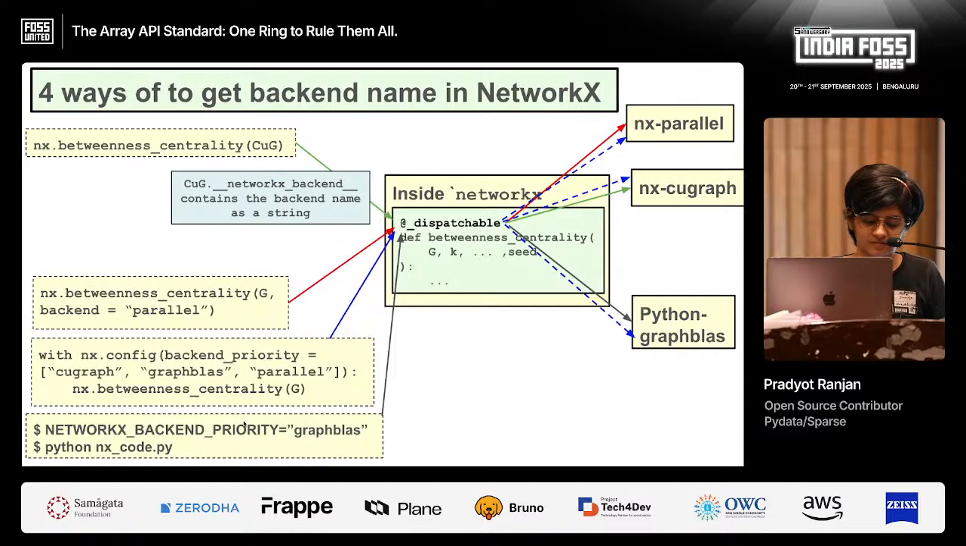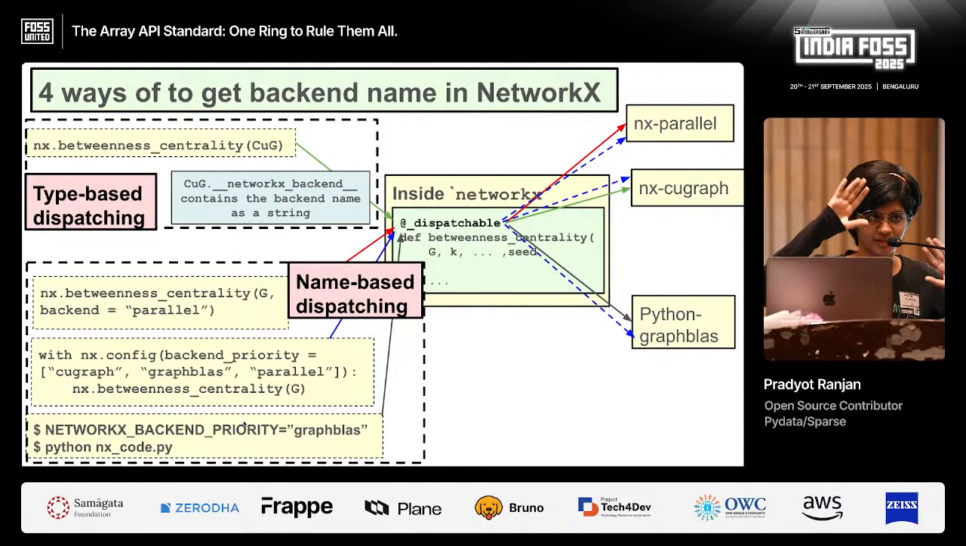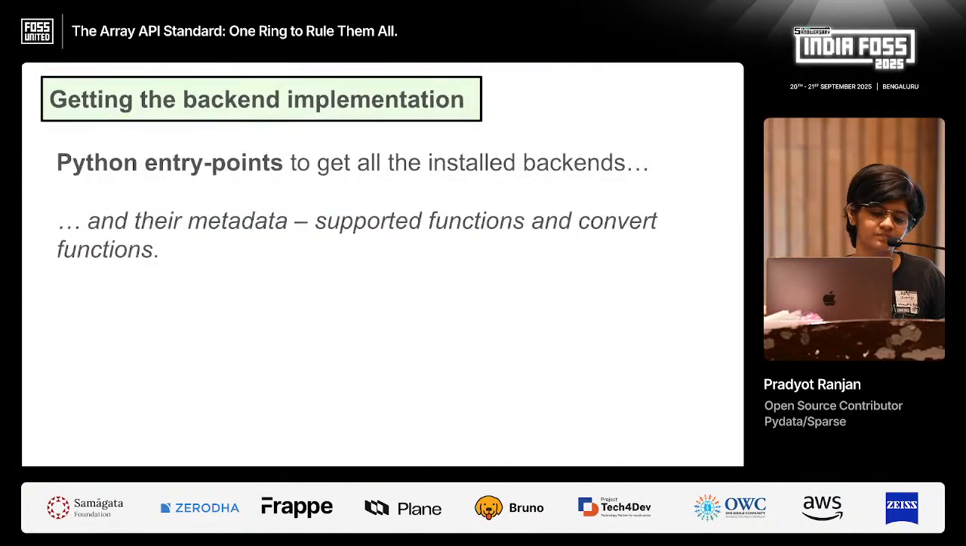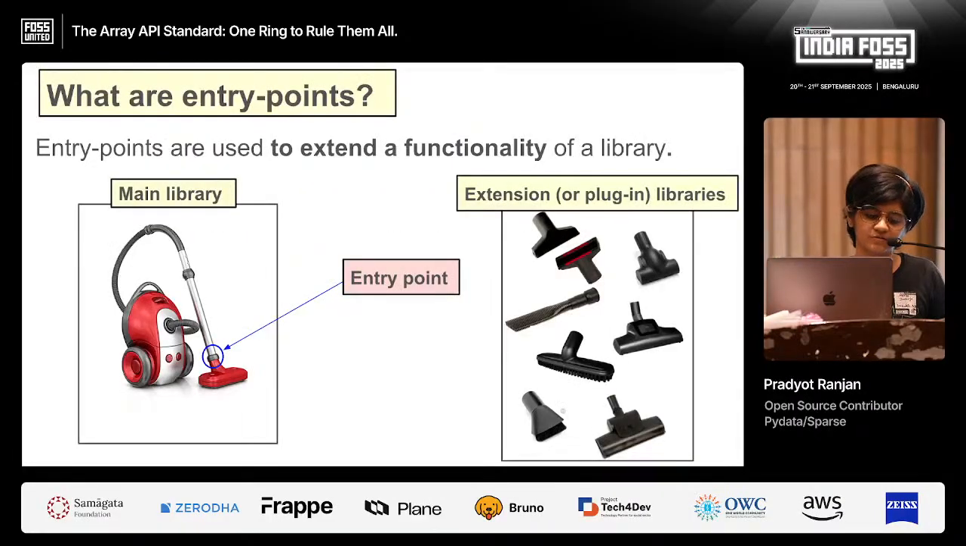You can also set an environment variable, and you can see two types of dispatching, type based and name based. Type based means we are dispatching based on the type of the input argument, and name based is we are dispatching based on the name that you have given us. Entry points help us create a mapping between the name of the backend and the namespace of all the functions supported by that backend. Entry points are primarily used to extend functionality. Like the functionality of a vacuum cleaner is to clean, and you can just change the nozzle if you want to clean the corners or something.